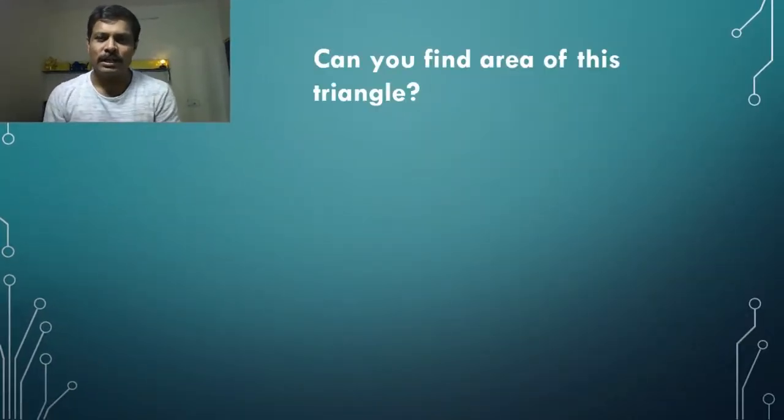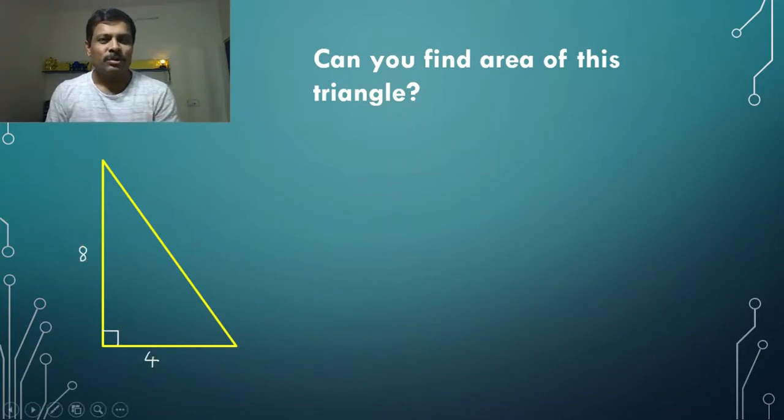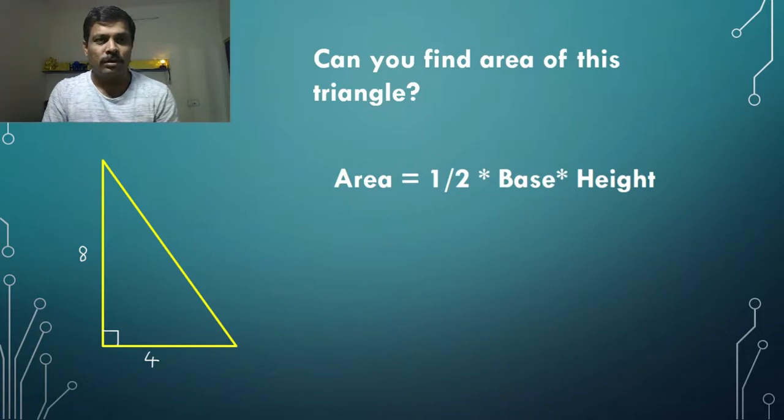So, the first question is, can you find the area of this triangle? This triangle has one angle of 90 degrees. This side is of length 4 and this side is of length 8. So this is a right triangle whose base is 4 and whose height is 8. Therefore, we have to use this formula to get the area of such a right triangle. And what is the formula? Area is equal to 1/2 base into height. What is the base? 4.